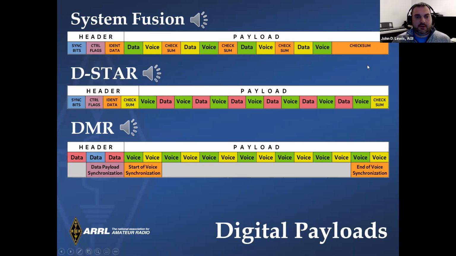D-Star is pretty similar, except it sends a checksum at the beginning, and then the payload is basically alternating voice and data and a checksum at the end. So this gets interesting because while Fusion sends checksums along the way to ensure data integrity, D-Star does not. So if you are in a rough area where transmissions aren't getting through, and you say, why does Fusion work where D-Star does not? Basically, the payload has a differentiation here.